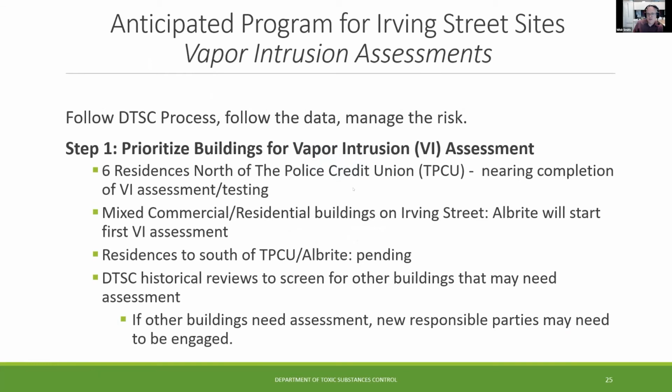So in terms of prioritizing buildings for vapor intrusion, the 6 residences were identified, that's done. We've identified a first building that will help us get a sense of the cohort of mixed commercial residential buildings that are right along Irving Street, closest to the deeper soil vapor signature. And these are a different type of construction. These are not residences. They are commercial ground floor with residences above. So they represent a smaller piece of our housing stock, but a different cohort. So we've prioritized one of those for study.